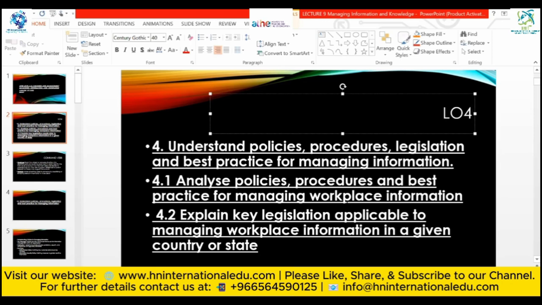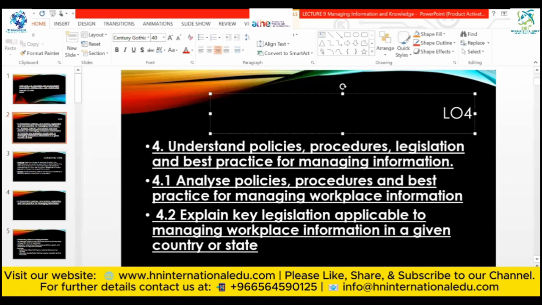In this, we will be discussing the whole assessment criteria of 4.1 and 4.2, both in detail. Understand the policies, procedures, legislation, and best practices for managing information. We will discuss this as an overall in these coming slides. After this, we have 4.1 and 4.2.